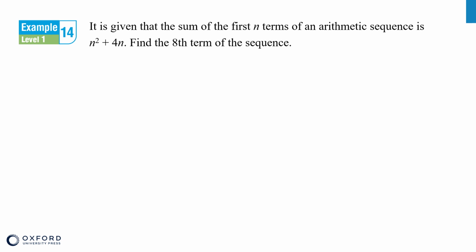In this video, we are going to find a term of an arithmetic sequence when the summation formula is known. It's given that the sum of the first n terms of an arithmetic sequence is n squared plus 4n. We need to find the eighth term of the sequence.